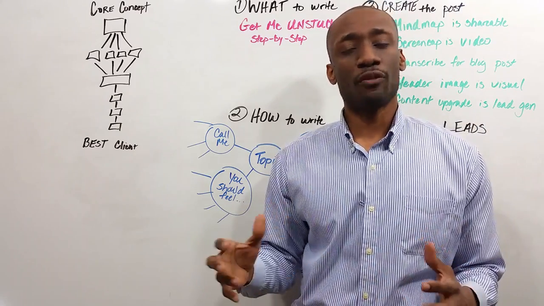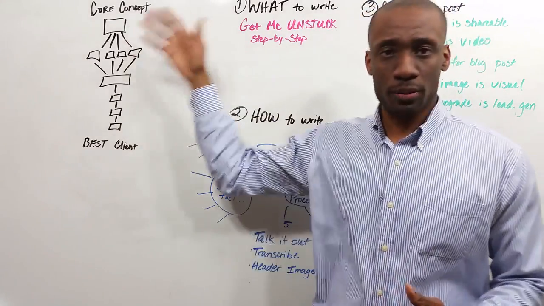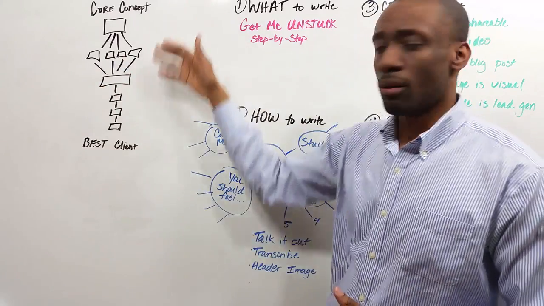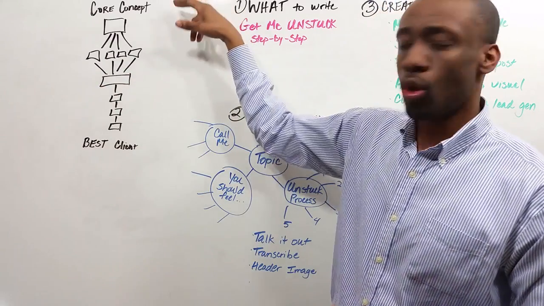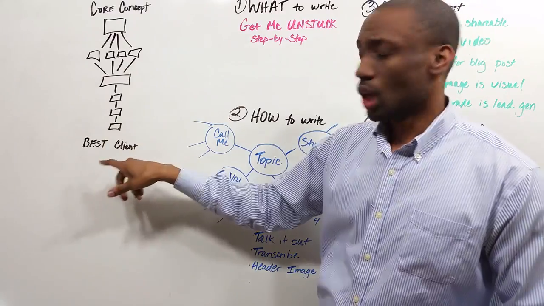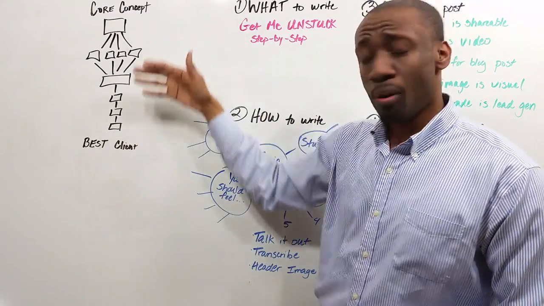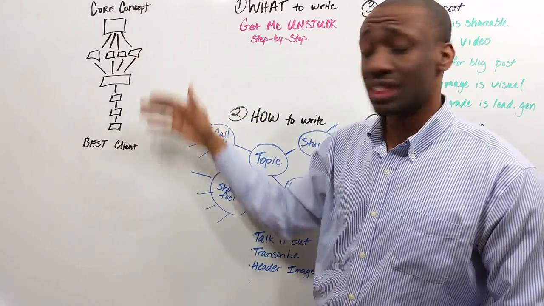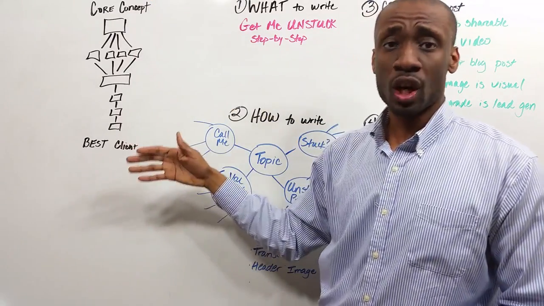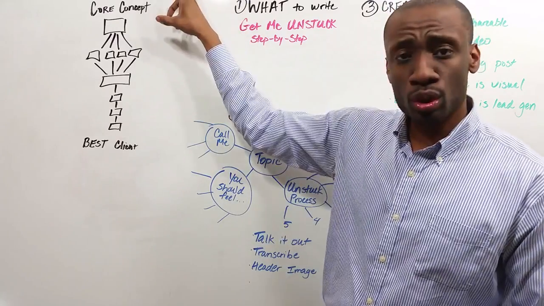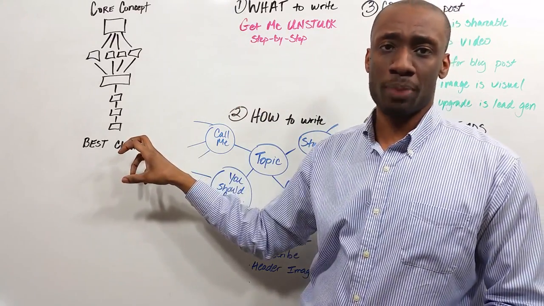So if you've been around the site for a while, you've seen me draw this map before. This is a content marketing funnel, and it starts with your core concept and it ends with your best client. What we're acknowledging here is that there is a process. There are a series of steps. There's a strategy involved with how you go from what you do to attracting clients on a regular basis.